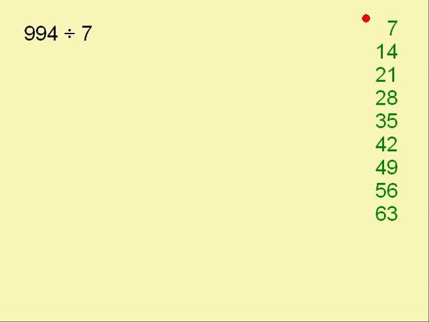Before I do this, the first thing I actually need is the 7 times table. Here's my 7 times table. I set the question out by writing down the 994, drawing a bus shelter over it, and then putting the number I'm dividing by, in this case 7, on the outside.